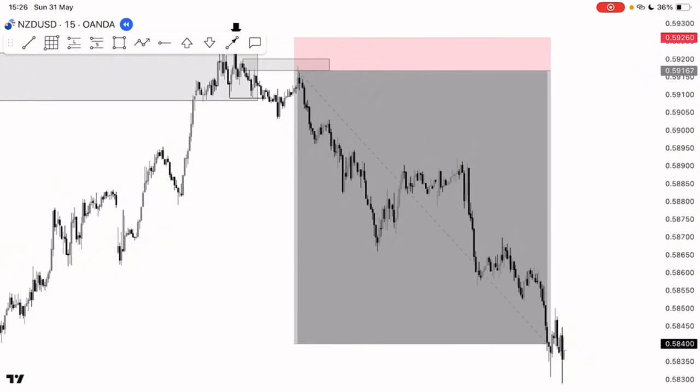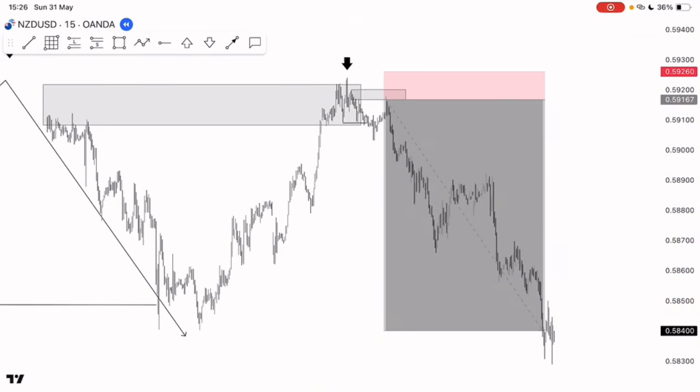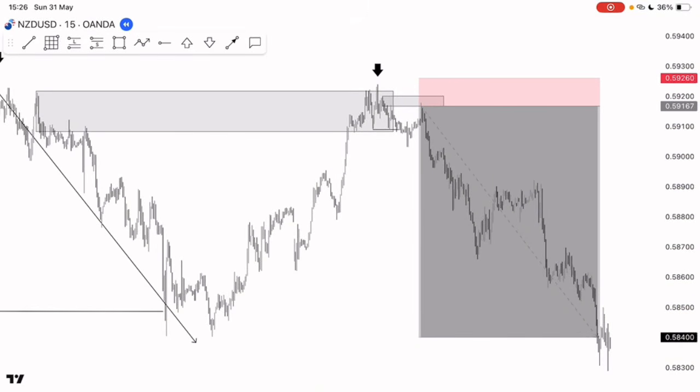Now price tapped into our take profit, and this is 1:8. So this is how this trade is mapped out using change of character.